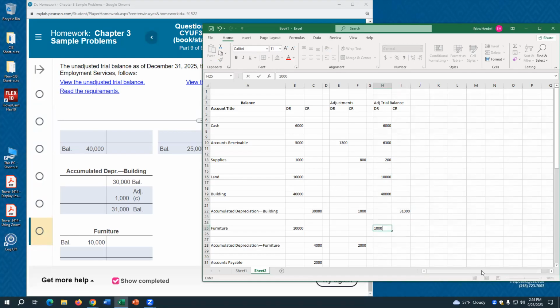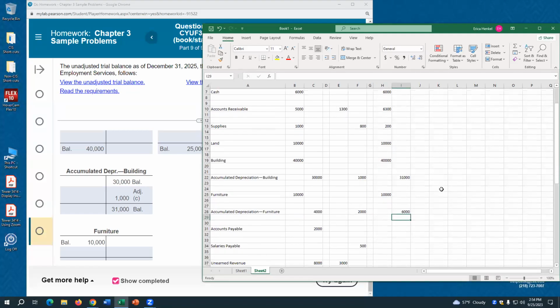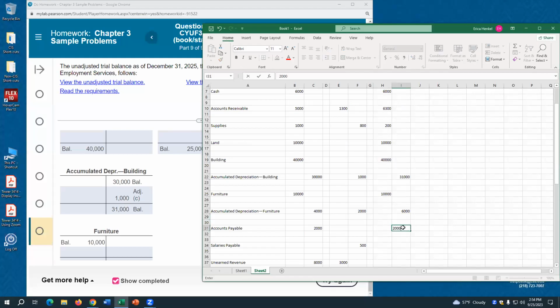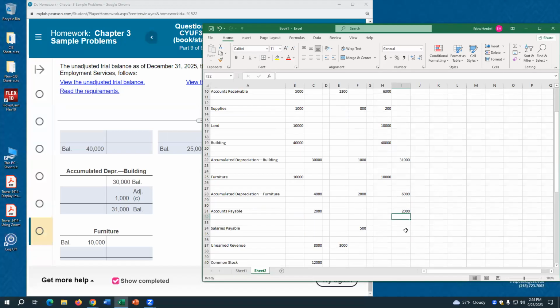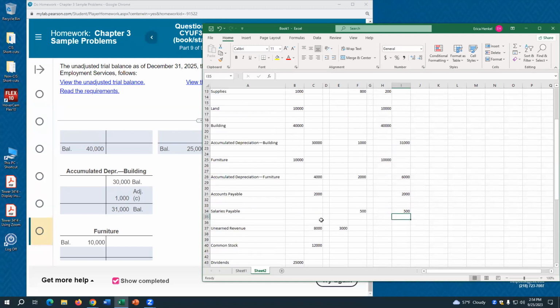No adjustment to furniture. Here we had 4,000 and 2,000, both in credit columns, so that's 6,000. No adjustment there. No adjustment. We had started out with a 0 balance, but then adjusted for 500, so 500 there. Now here we have a credit balance in this column, and then we adjusted it by $3,000 for a debit, right? So 8,000 minus the 3,000 gives us a net of 5,000 at the end.